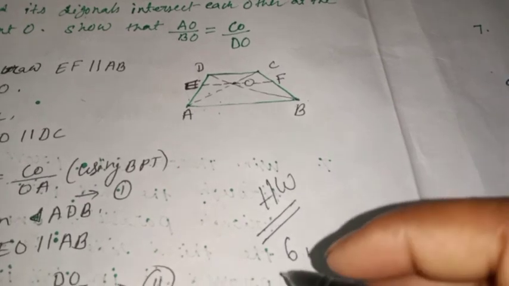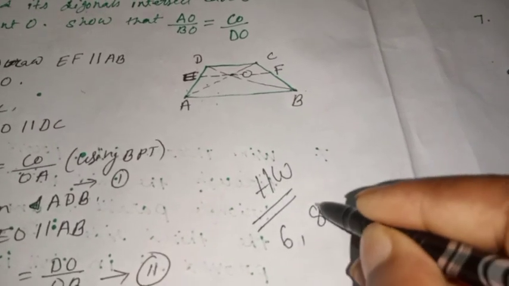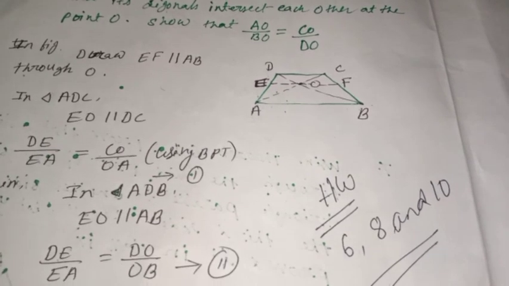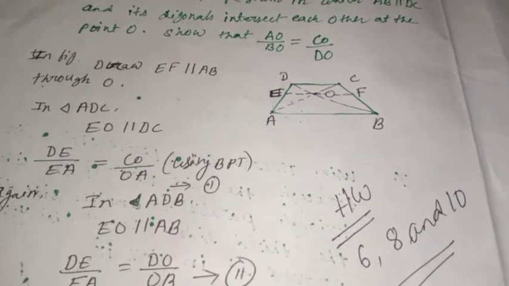Okay. So now homework. See your homework: question number 6, then question number 8 and question number 10. These 3 questions are your homework. In case of any doubt, please get back to me in the evening. Okay, and I request all of you to try to solve these questions and submit in the evening.